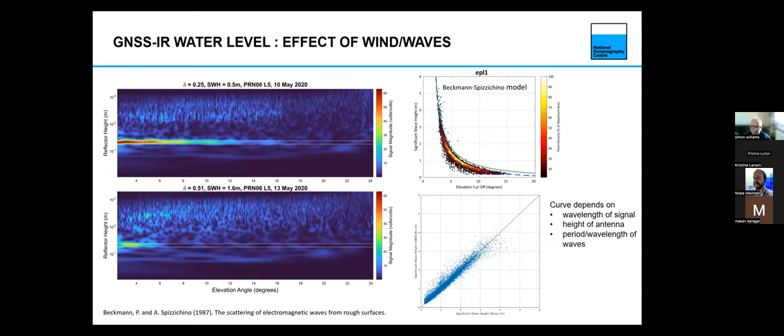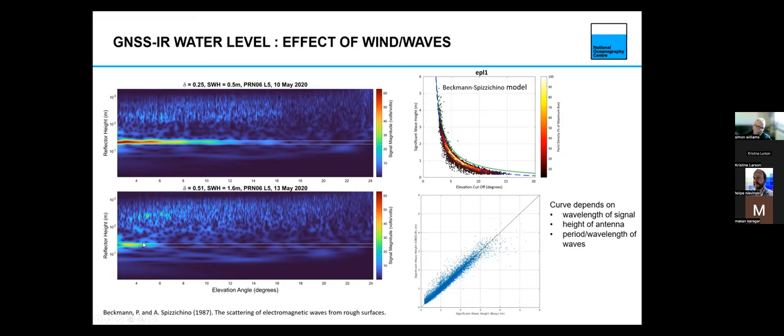Here's a plot on the left. The top one is a wavelet for a satellite when the significant wave height was around half a meter. The one on the bottom is when the significant wave height was about 1.6 meters. It's the same satellite, same frequency, just a different day. We're getting a really good signal for the one at the top up to around 11 or 12 degrees. At the bottom, we're only seeing a really good signal up to around 4 degrees.